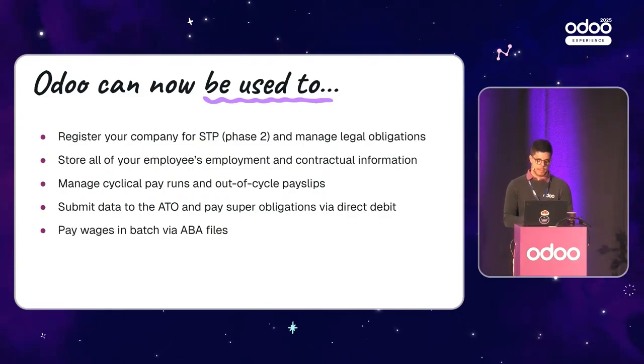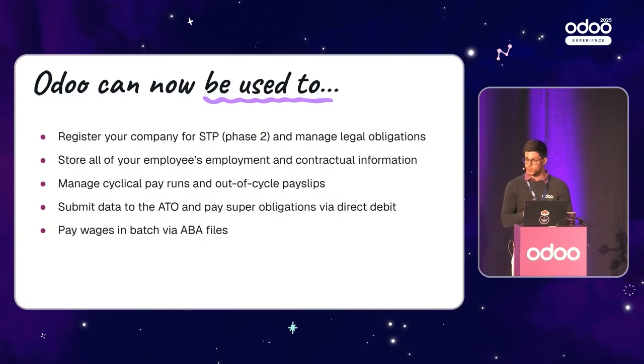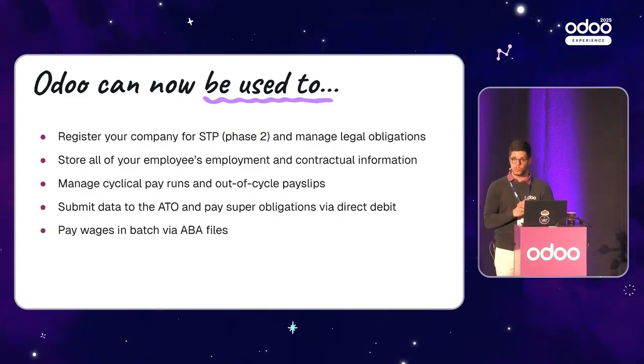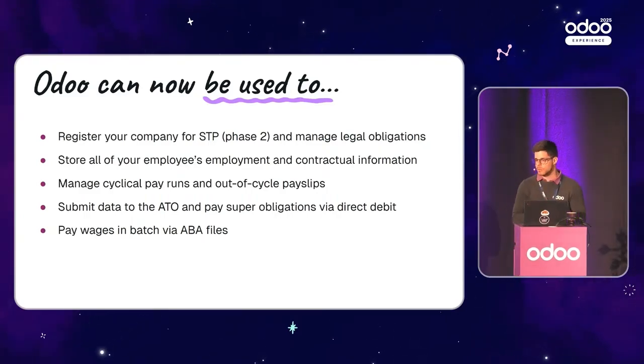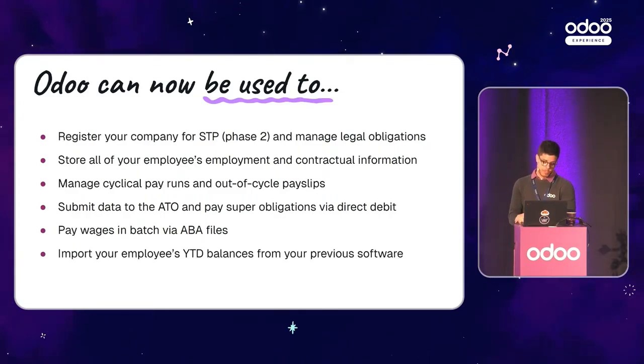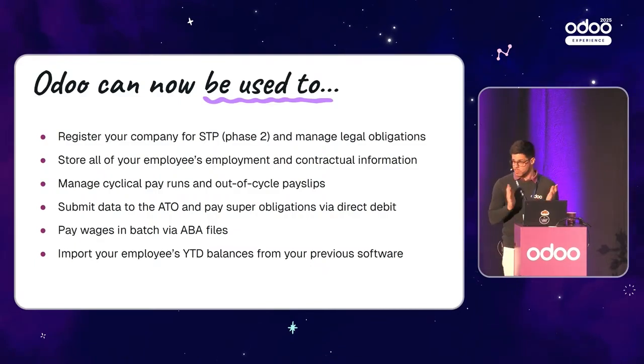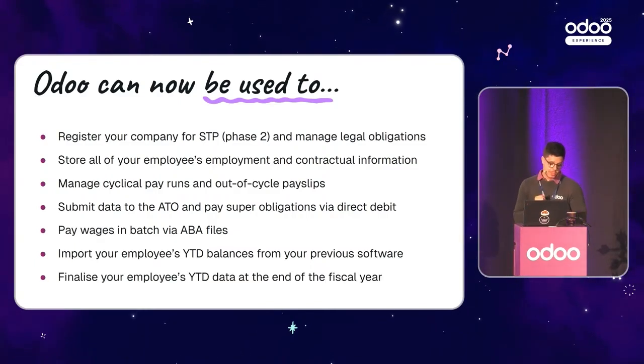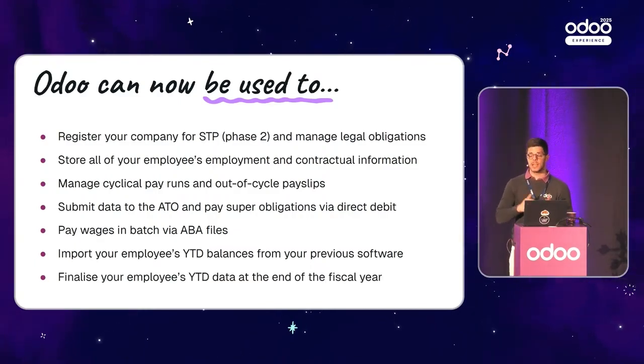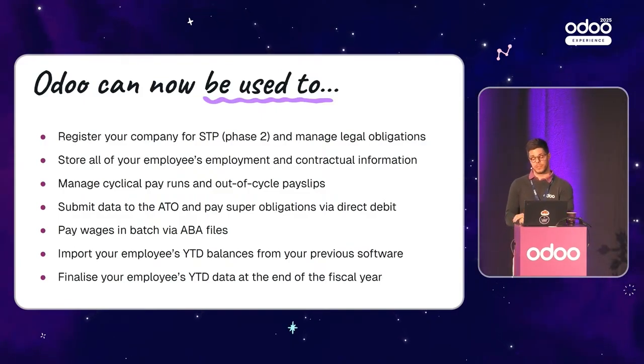You can pay wages in a batch via ABA files. Whether you have 50 employees or 2,000 employees, maybe it's going to take a few more seconds, but you can pay them all with an ABA file. You can import your employees' year-to-date balances from your previous software, Xero for example, and you can finalize your employees' year-to-date data at the end of the fiscal year.